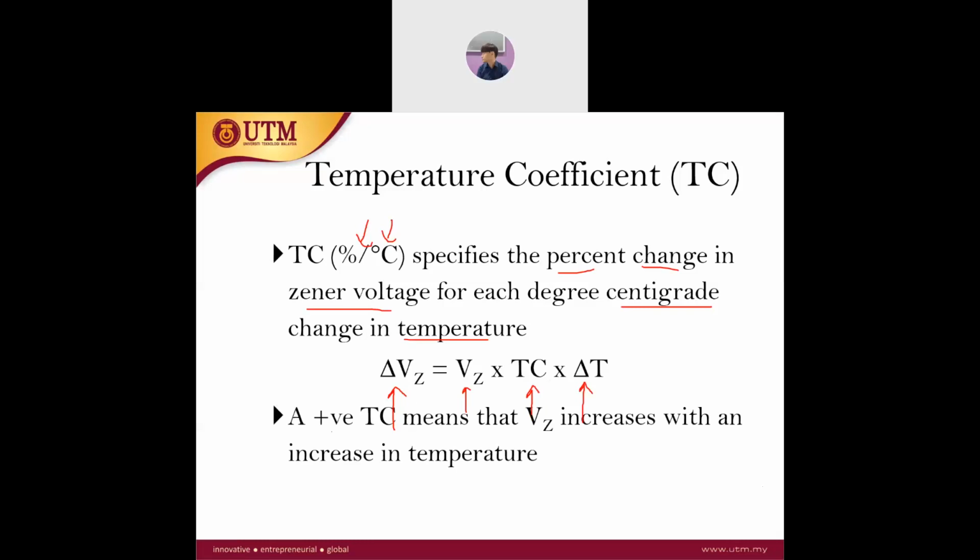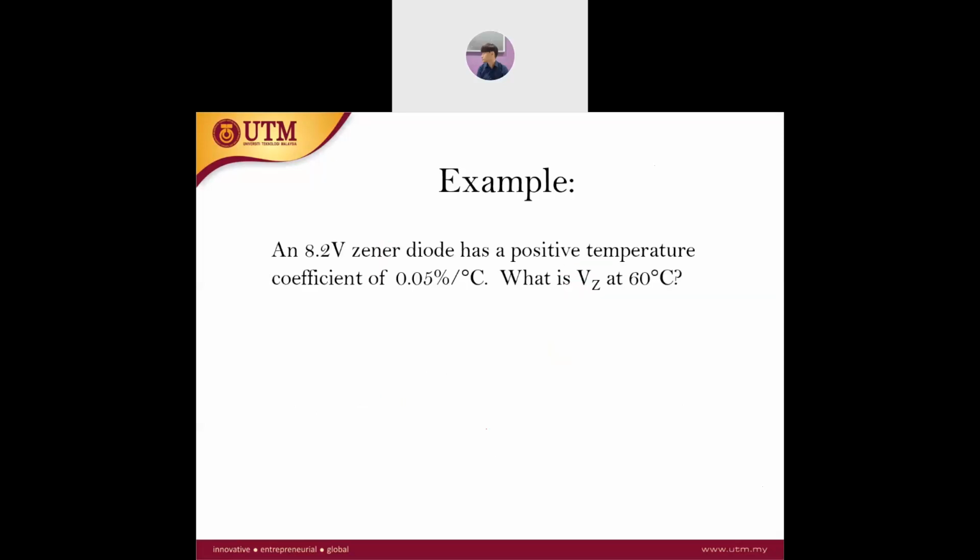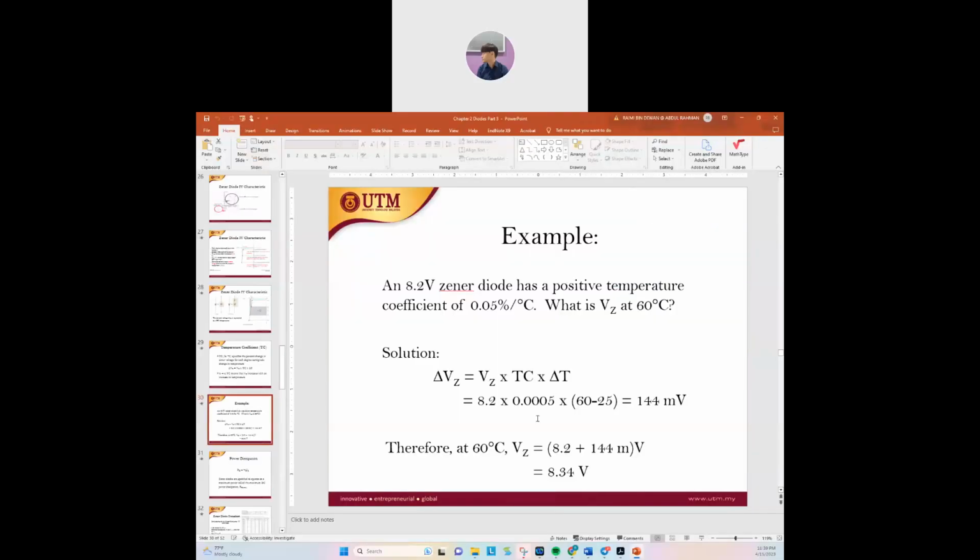A positive TC means that VZ increases with an increase in temperature. So what if you have a negative one? It is conversely, VZ decreases with an increase in temperature. Next, this is the example: an 8.2 volt Zener diode has a positive temperature coefficient of 0.05% per degree Celsius. What is VZ at 60 degrees Celsius?